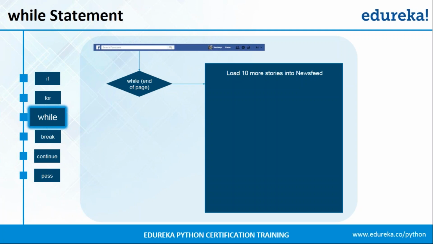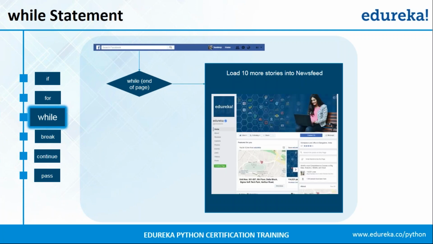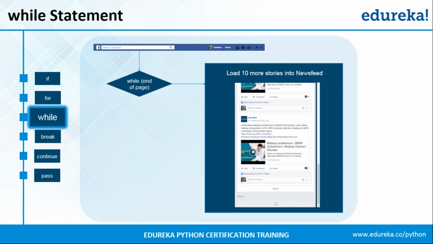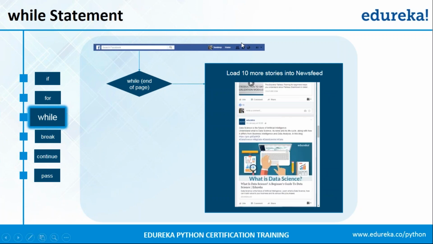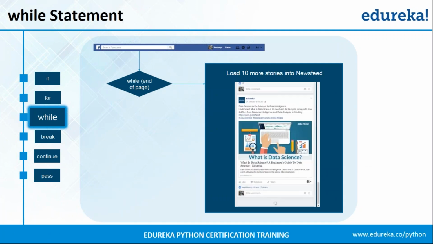So I know that I have to load 10 more stories into the news feed until the end of the page. I want to load 10 more stories, so I'm running the while loop, and here my test expression is that it runs until the number of stories is equal to 10. Once 10 stories are completed, the while loop will stop running. So Monica, have you understood this example, and the difference between a for and while now? Monica says yes. Thank you, Monica.